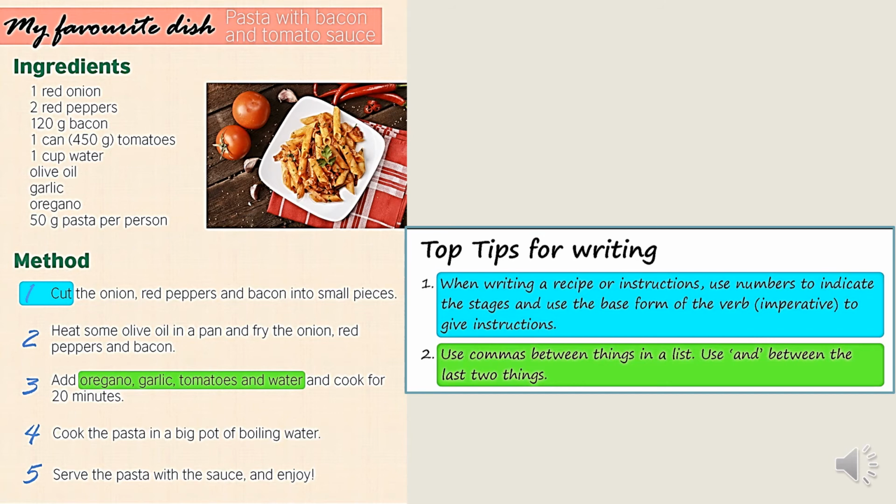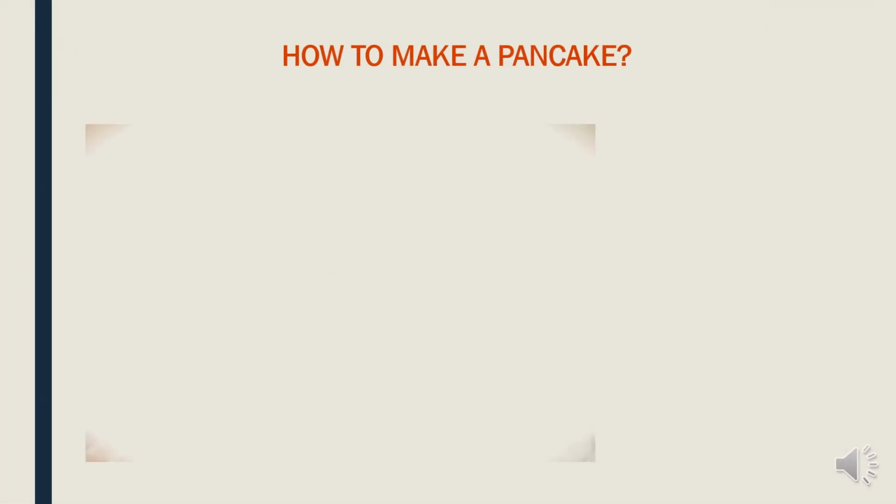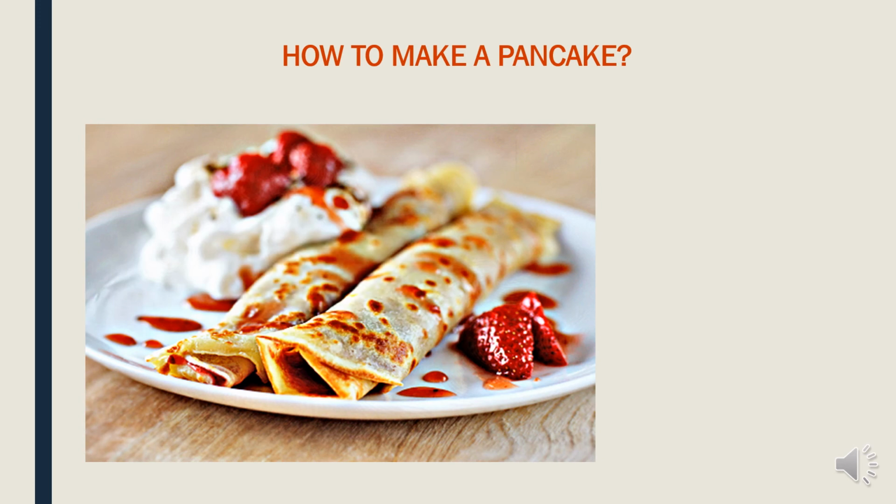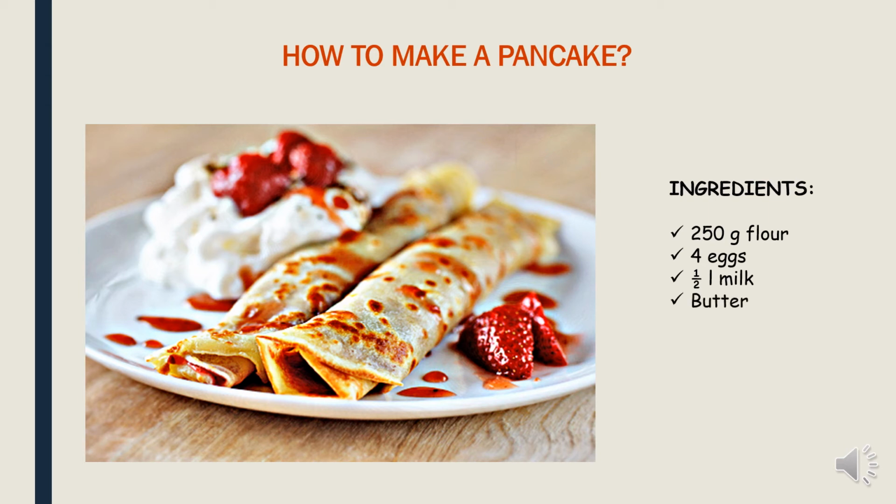Okay? Let's continue. Do you like pancakes? They are really delicious, aren't they? Of course. But what are the ingredients to make a pancake? Let's see. I will need 250 grams of flour, 4 eggs, half a liter of milk, butter, some salt, and yeast.